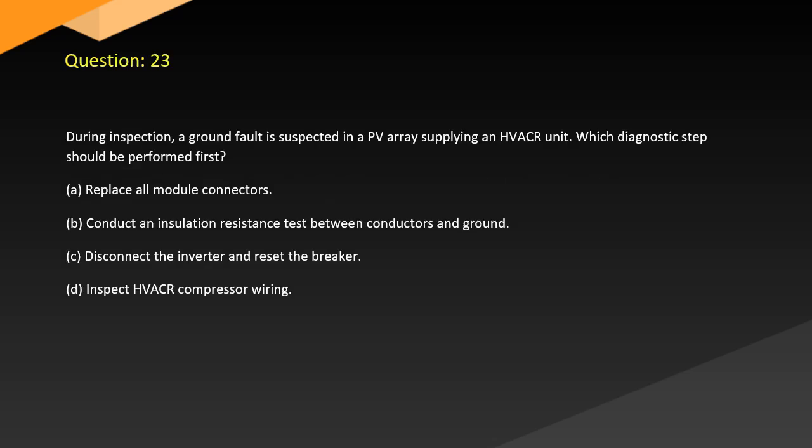Question 23. During inspection, a ground fault is suspected in an PV array supplying an HVACR unit. Which diagnostic step should be performed first? A. Replace all module connectors. B. Conduct an insulation resistance test between conductors and ground. C. Disconnect the inverter and reset the breaker. D. Inspect HVACR compressor wiring.